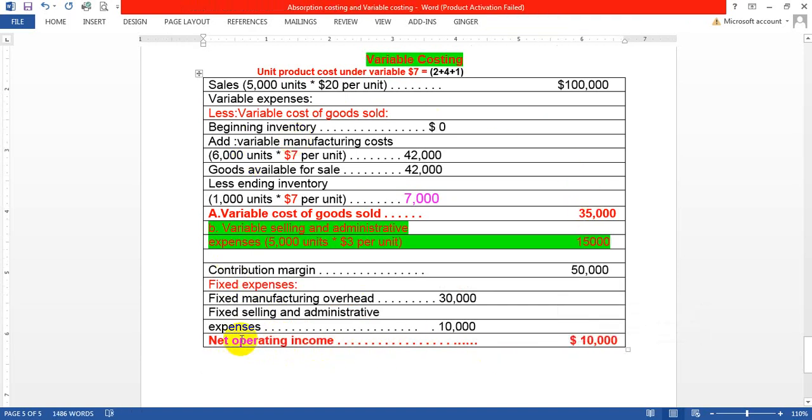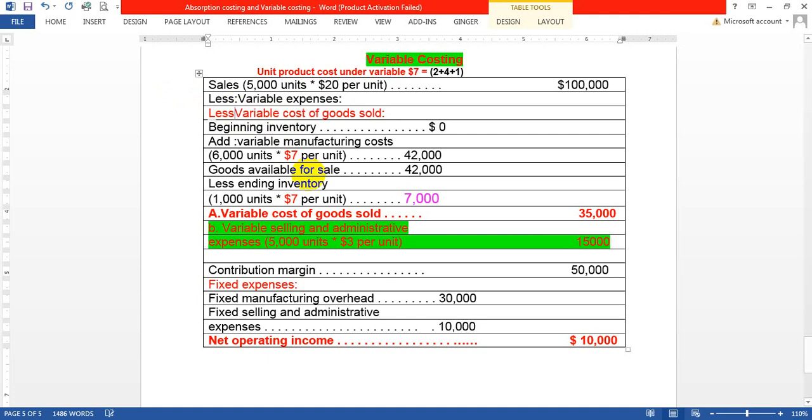Again I want to show you. Sales less variable expenses. First we will calculate all the variable expenses. The first one is the variable cost of goods sold, and the second one is the variable selling and admin expenses. Okay, how do I calculate the variable cost of goods sold?